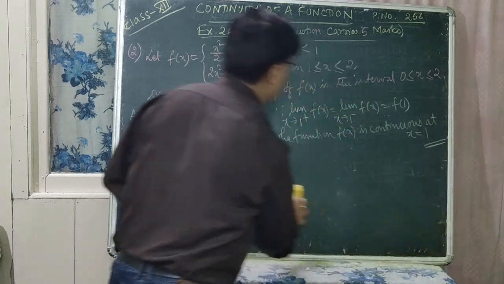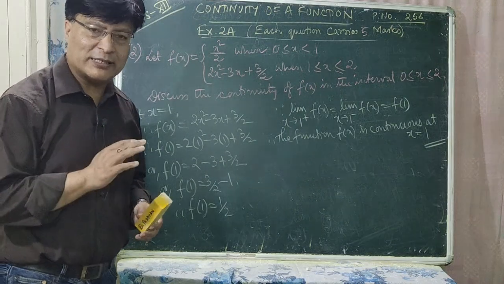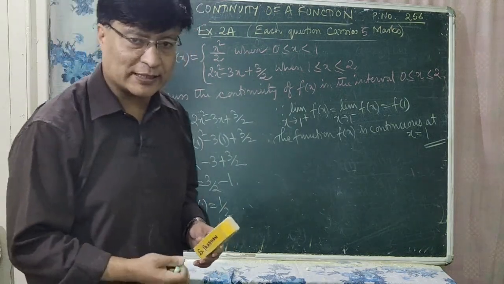Now the third step is you have to check the continuity at x is equal to 2 also. But you cannot check the continuity when x greater than 2 in this case. Okay.